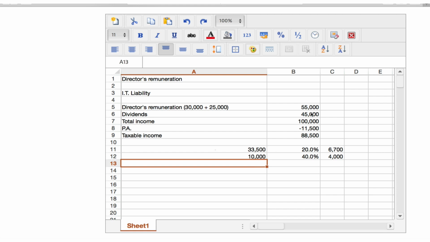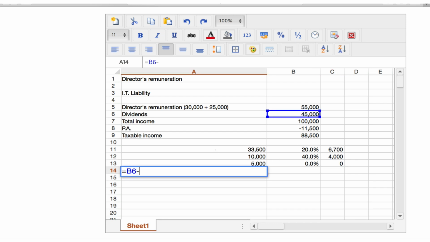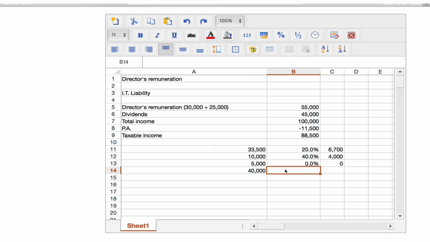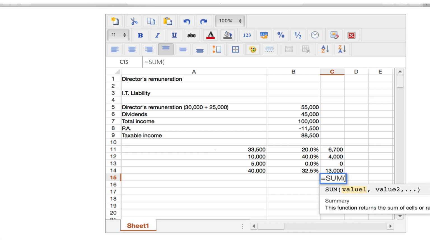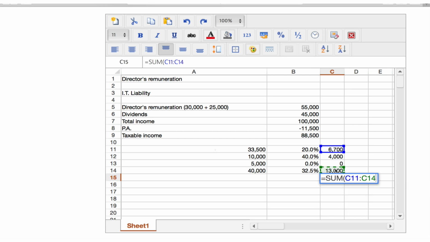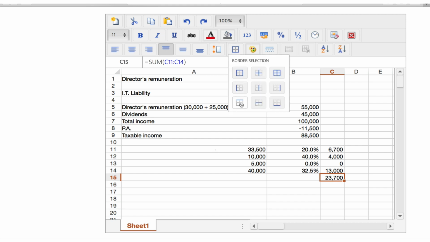Then for my dividends, I have $45,000 of dividend, but you know that $5,000 is your nil rate band, so this will be at 0%, and of course this comes out to 0. What is the remaining dividend to be taxed? $45,000 subtracting my $5,000 is $40,000 at, of course, my higher rate of 32.5%. And what will the tax on this amount be? It will be $13,000. So what is my whole liability? We find the total from here until here. This is my whole liability of $23,700. Let's just put some borders here, and that's your liability.